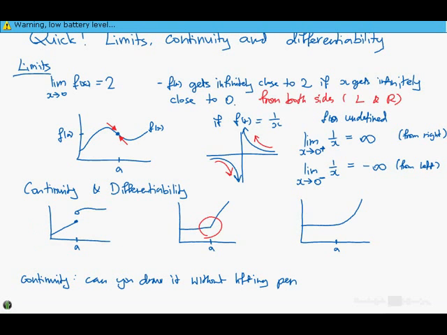The second graph, you can draw without lifting your pen, can't you? It's just one motion. So this one is continuous. Now for differentiable, sorry, I'm not done yet. The third graph you can also draw in one motion, continuous, right? So I think continuity is the easier one. If you can draw in one line, continuous. Very good. What about this? Differentiability.